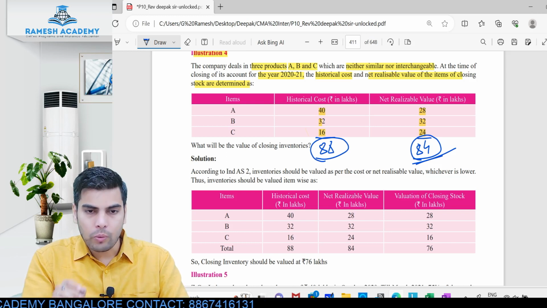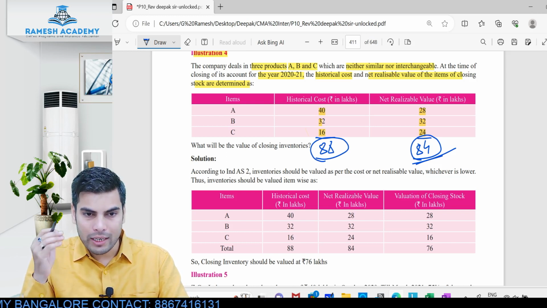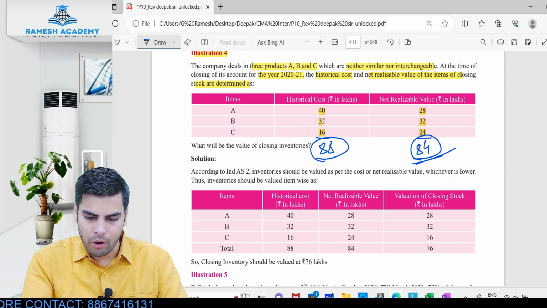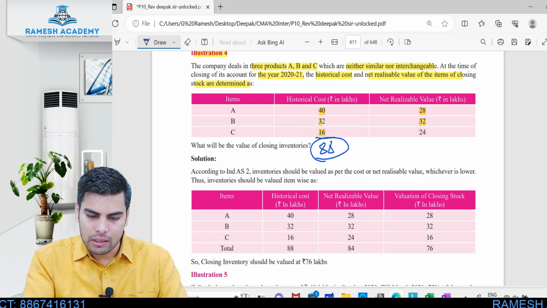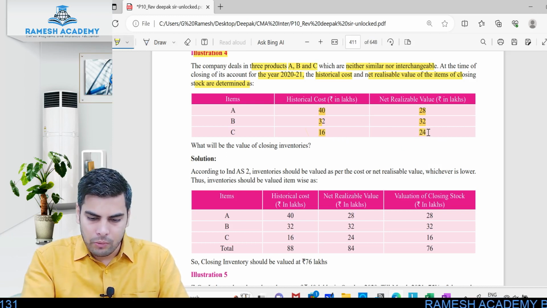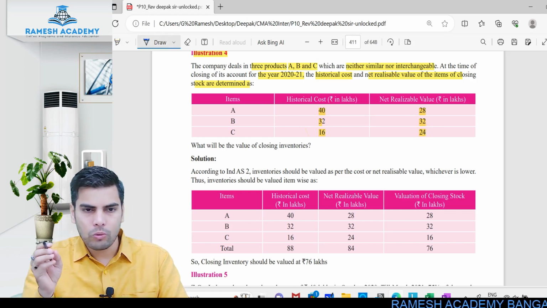When it comes to valuation of inventory, we have to do it separately. For product A, valuation has to be done separately. For product B, valuation has to be done separately. In the same way for product C, the valuation has to be done separately. Here when I do the valuation, I just need to remember one point.